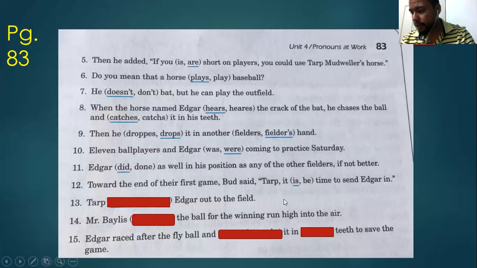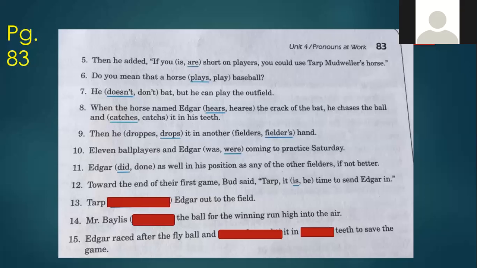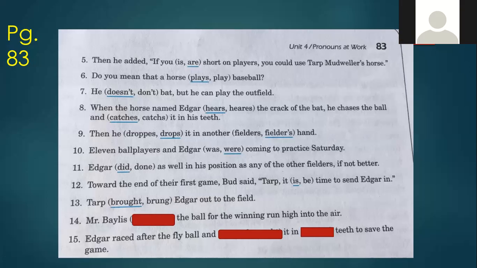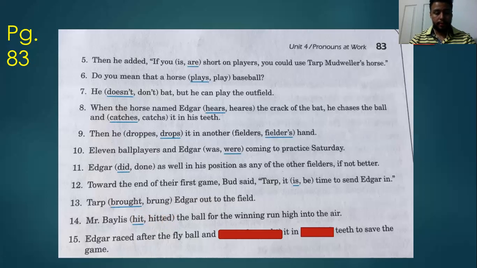What is the correct one? Tarp, boat, or wrong? Broad. Yes, it's broad. Please turn off your microphones. Be careful with the interference. Edgar out the field. Okay, Mr. Bailey's. In this case, hit. Aha, hit. Is that correct? Yes. It's not possible. Hit it, right? It doesn't exist. The ball for the winning round.